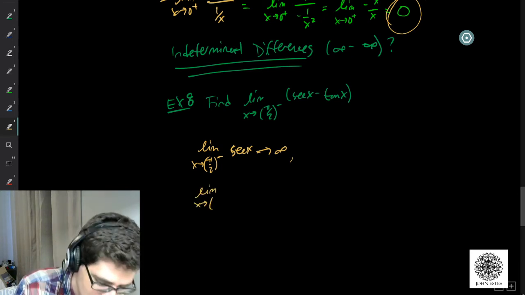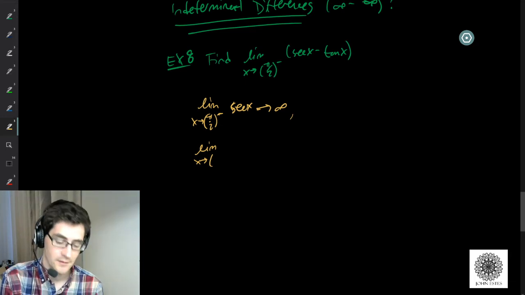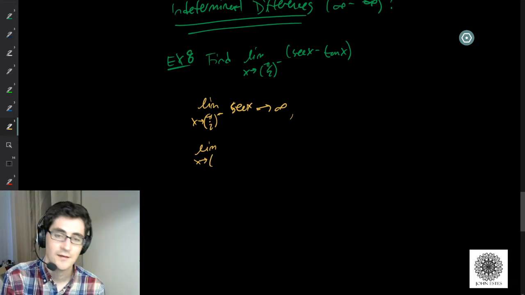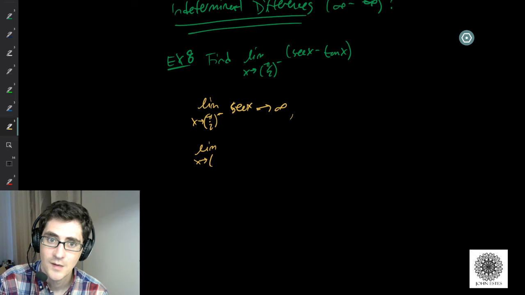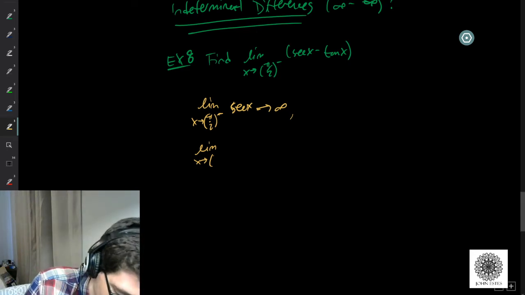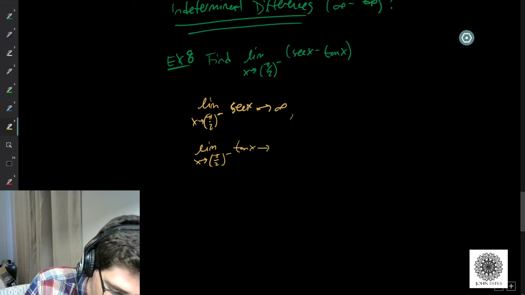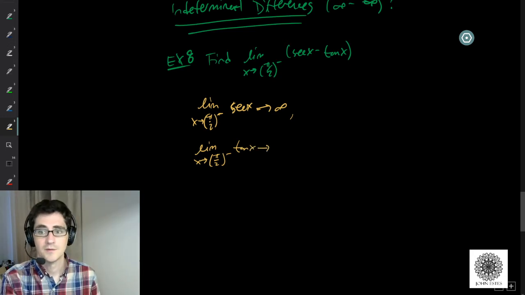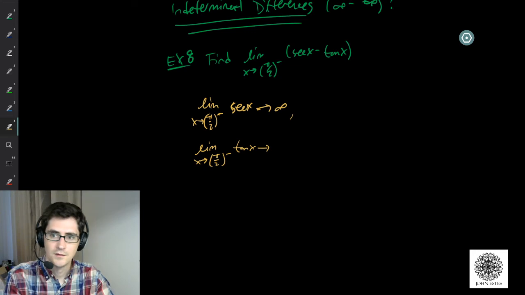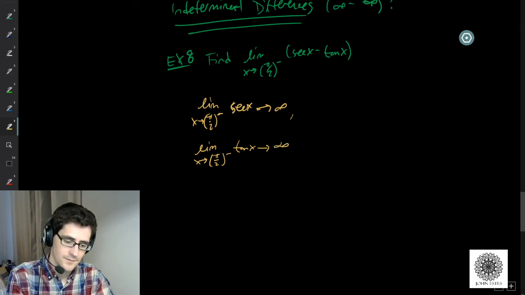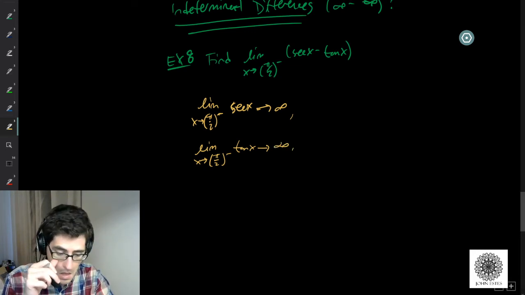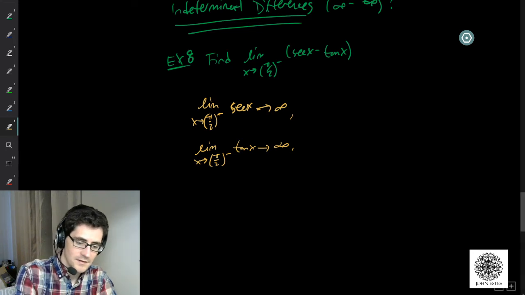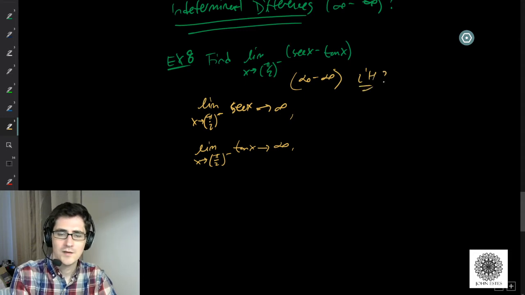And tangent, since tangent is sine over cosine, we still have a problem because the denominator is 0 at pi over 2. So what's happening from the left side as you go to pi over 2? We also go to infinity. And so for that reason, we end up with an infinity minus infinity situation. Can we use L'Hopital's rule? We can, but not yet.